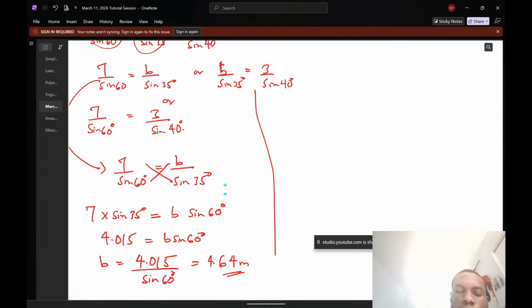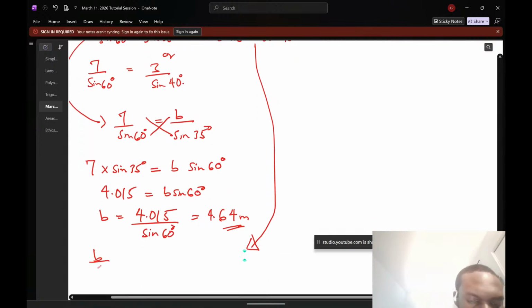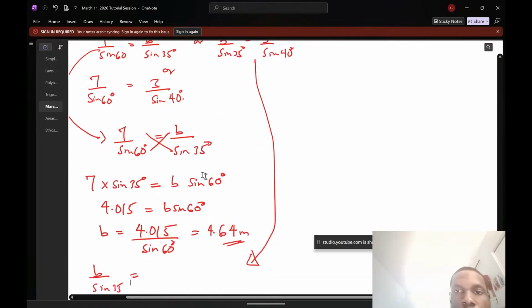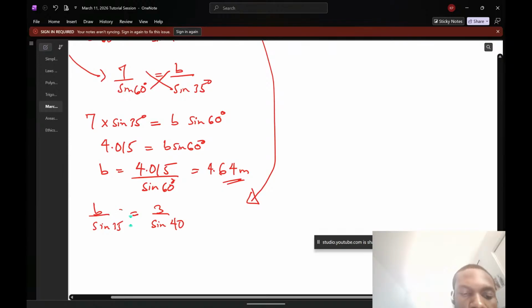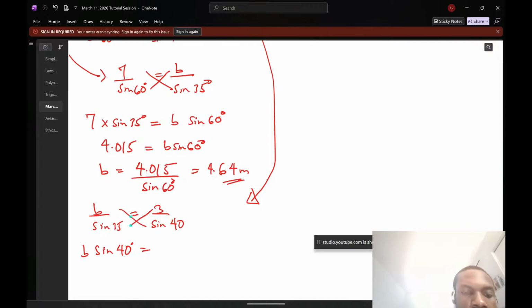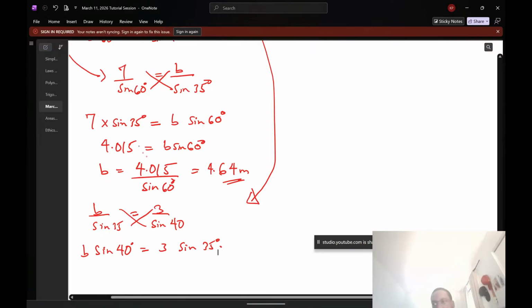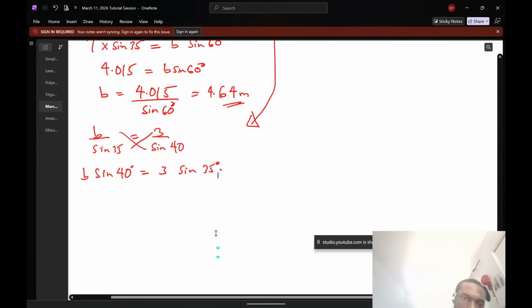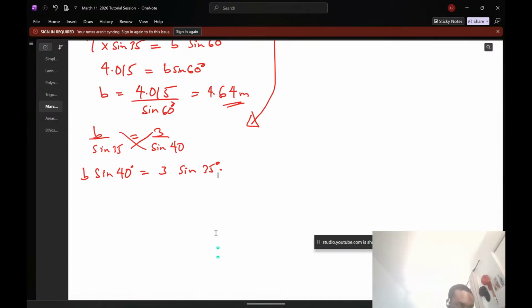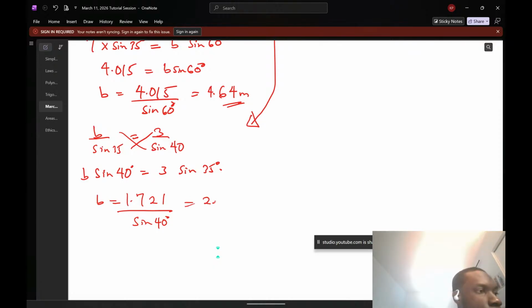So let me even check this one. We have b sine 35 is equal to 3 sine 40. So let's cross multiply. So we have b sine 40 is equal to 3 sine 35. So let's press 3 sine 35. So b is equal to 1.721 divided by sine 40. So this is 2.68 meters. Okay.